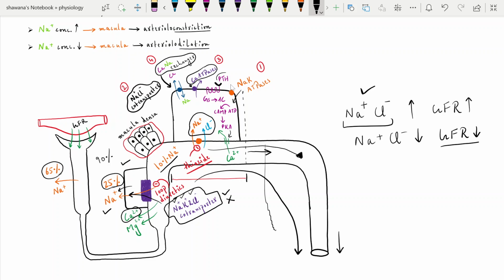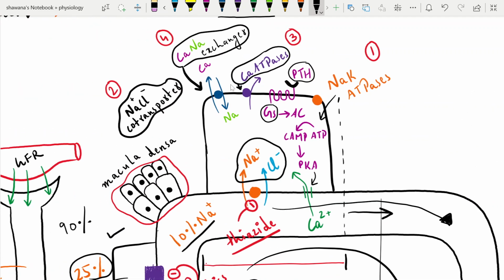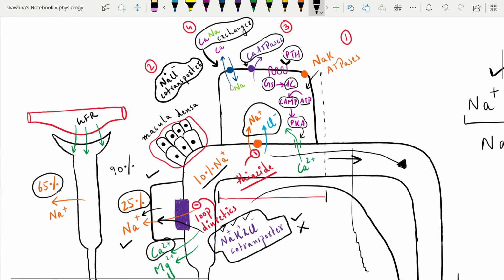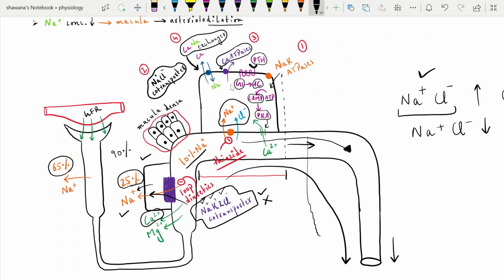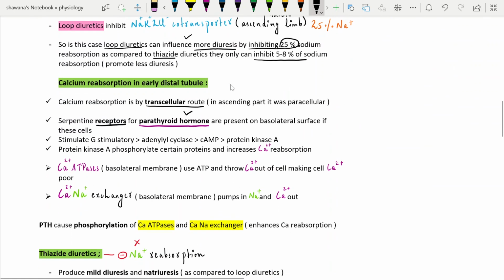And when the parathyroid hormone attaches to this receptor, it is connected to the G stimulatory protein. This G stimulatory protein will stimulate the adenylyl cyclase. Okay, adenylyl cyclase will convert ATP to cAMP, the cyclic adenosine monophosphate. This cAMP will promote the production of protein kinase A, and this protein kinase A will phosphorylate many proteins that will increase the calcium reabsorption. Okay, that will increase the calcium reabsorption.